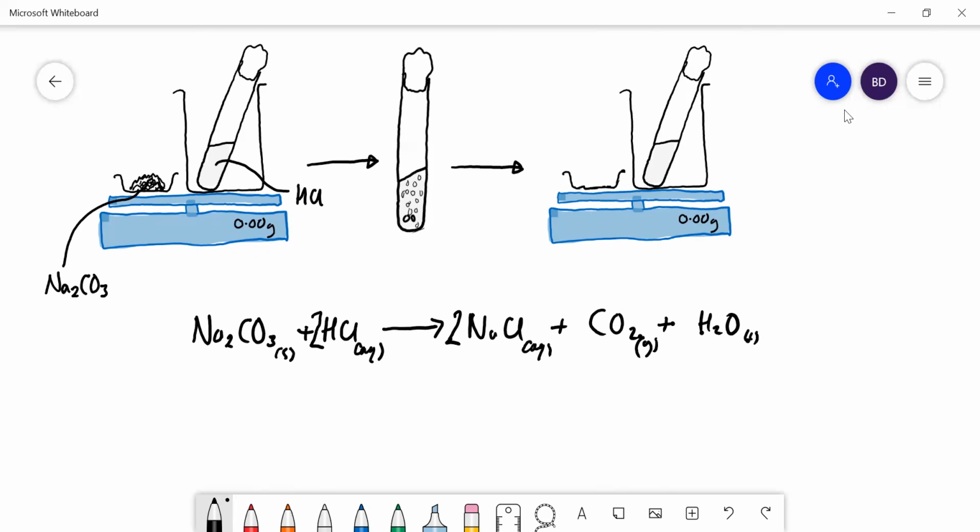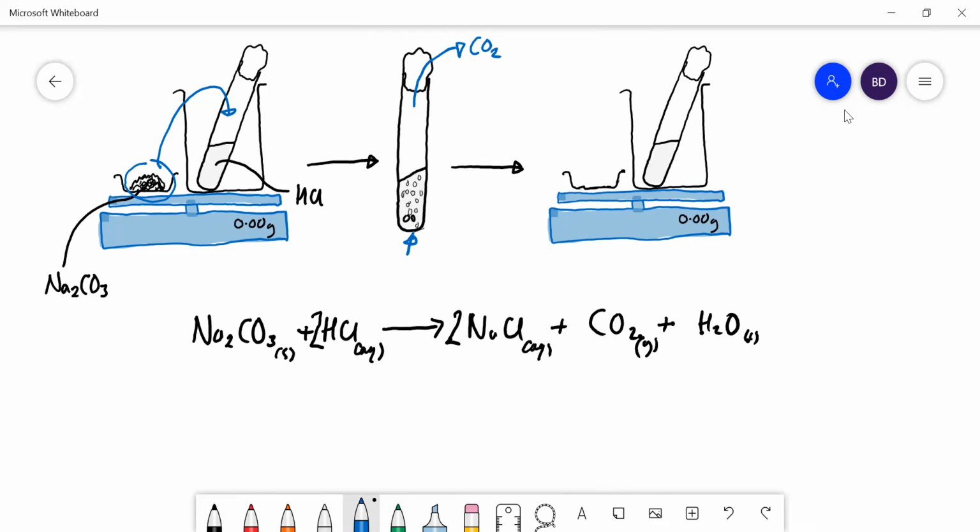Okay, so what I've shown here is this is while it's reacting. So you've taken this weighing boat of sodium carbonate and you put it inside there and you let it react. And it's fizzing because it's making CO2. This is a cotton wool bung here. Okay, so it lets gases out. So the carbon dioxide is going to go out of there.